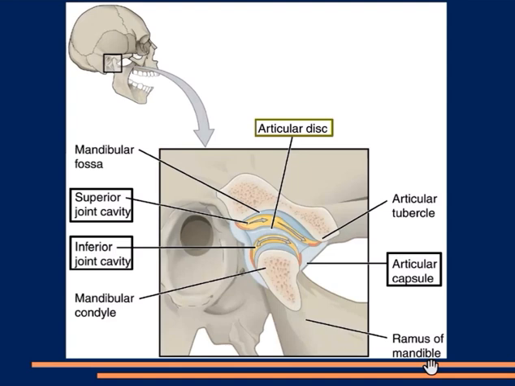What makes the temporomandibular joint unusual, or in some way unique, is that the joint space is divided into two joint cavities, upper and lower, by the intra-articular disc. The upper joint cavity allows for gliding movement, while the lower joint cavity allows for hinge movements.